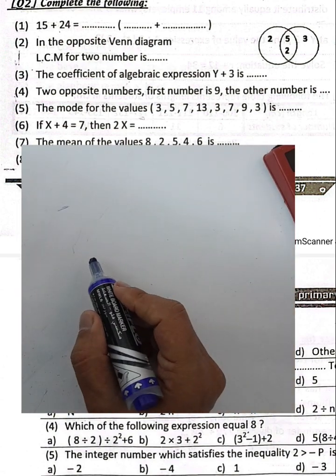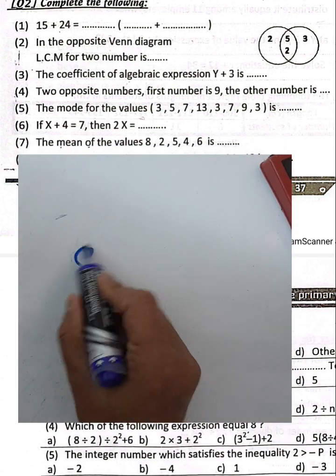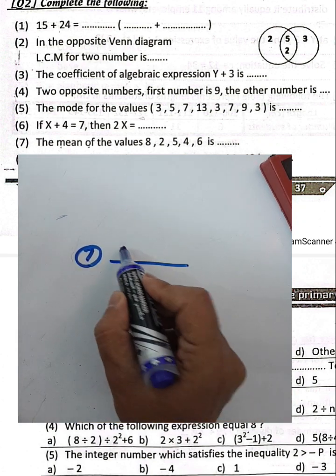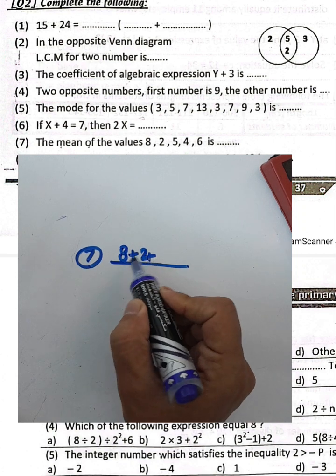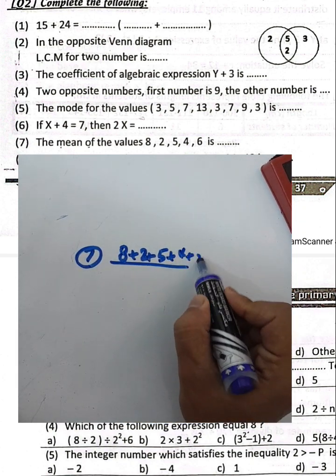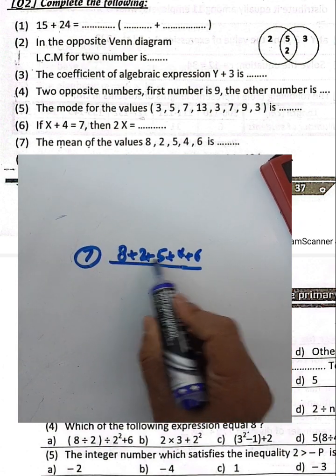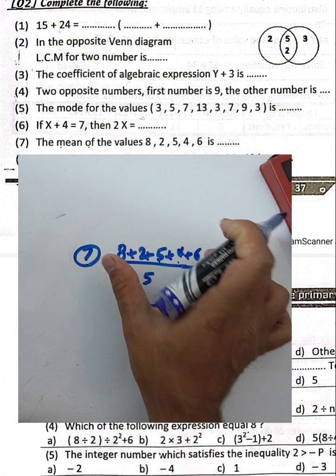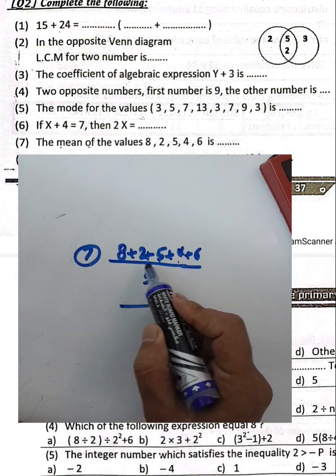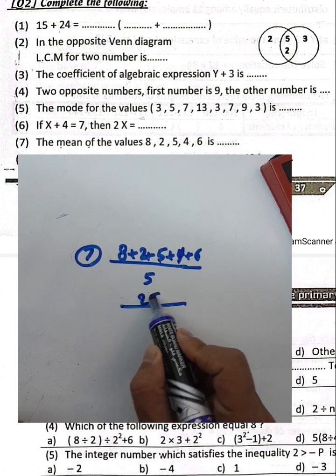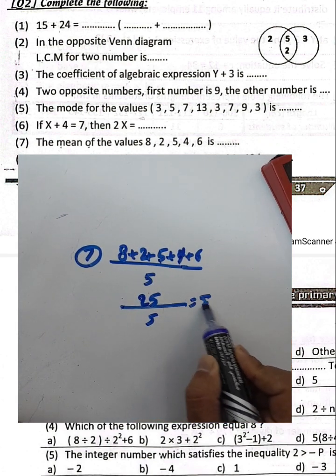Question 7. The mean of the values here: we can add the values and divide by the number of values. 8 plus 2 plus 5 plus 4 plus 6, divided by 1, 2, 3, 4, 5. To find the mean, you must add all values and divide by the number of values. 8 plus 2 is 10, plus 5 is 15, 15 plus 10 will be 25, over 5, the result will be 5.